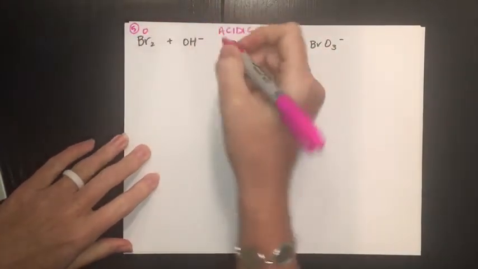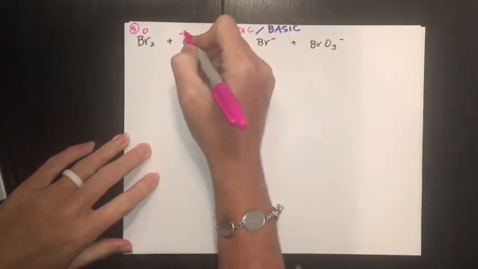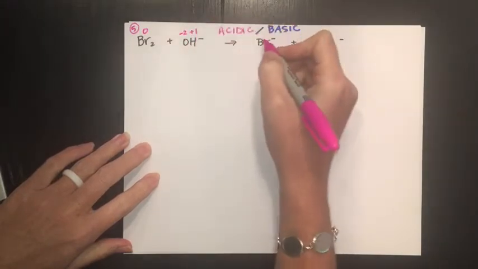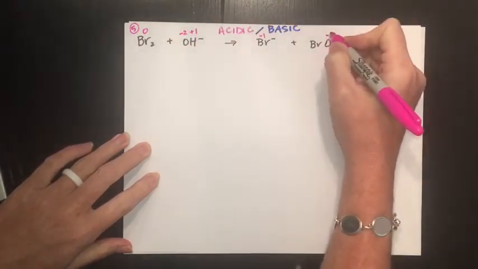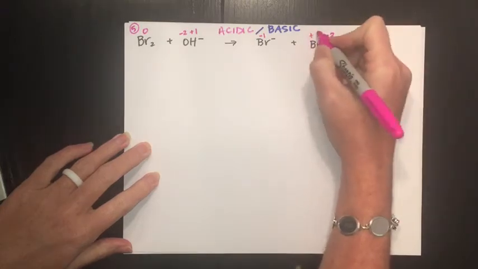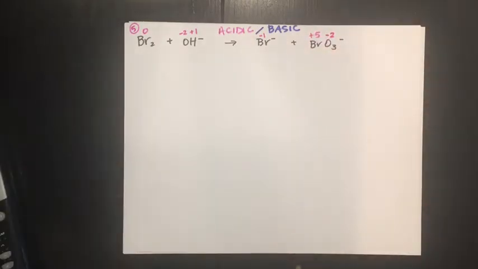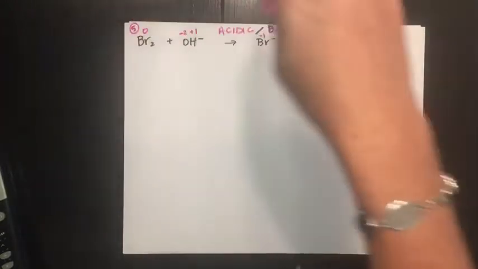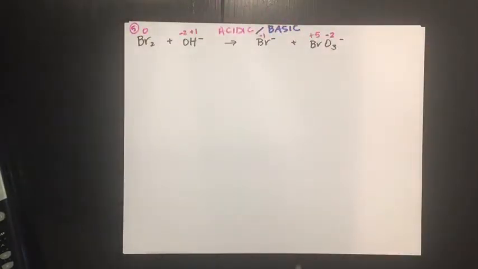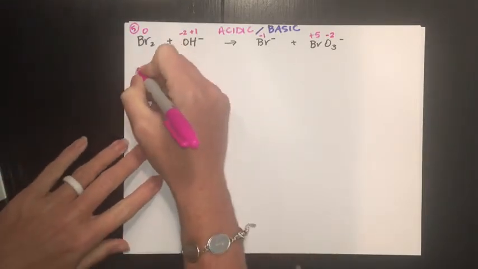So bromine over here is 0. Here, oxygen is -2 and hydrogen's +1. Over here, bromine is -1. Here, oxygen is -2, bromine is +5. So if you notice, bromine is both oxidized and then reduced. When one element is both oxidized and reduced, that's called a disproportionation reaction.